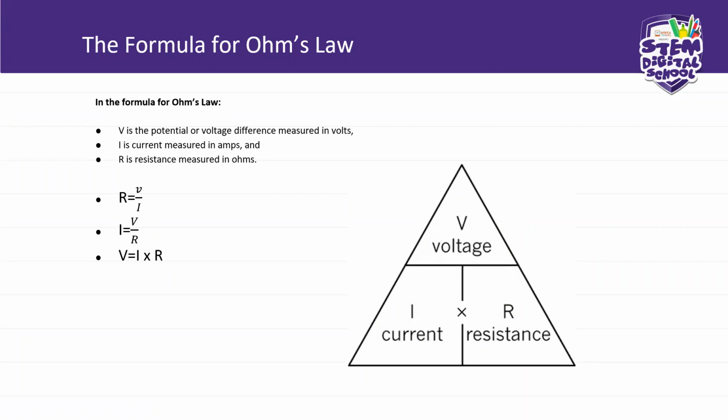This triangle, I love it because it just helps you remember the formula. That for resistance, you have to divide voltage by current. For current, you have to divide voltage by resistance. Okay, for voltage, you have to multiply current by resistance. So if you keep this triangle in mind, you have a good departure in your calculations of Ohm's law.